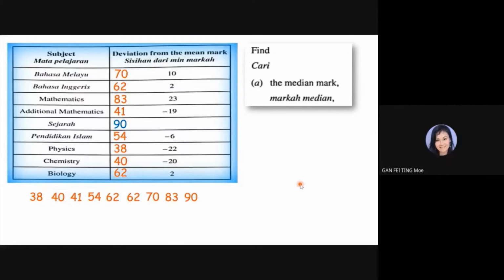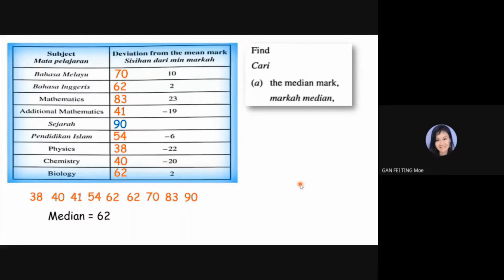Okay, Farhana is the first one. Thank you very much to Manit, Hidayah, Lu, Elisa. Okay, Elisa here, good. Farhana, okay. Now 62, so my median is 62. So that's how you score your marks for median.